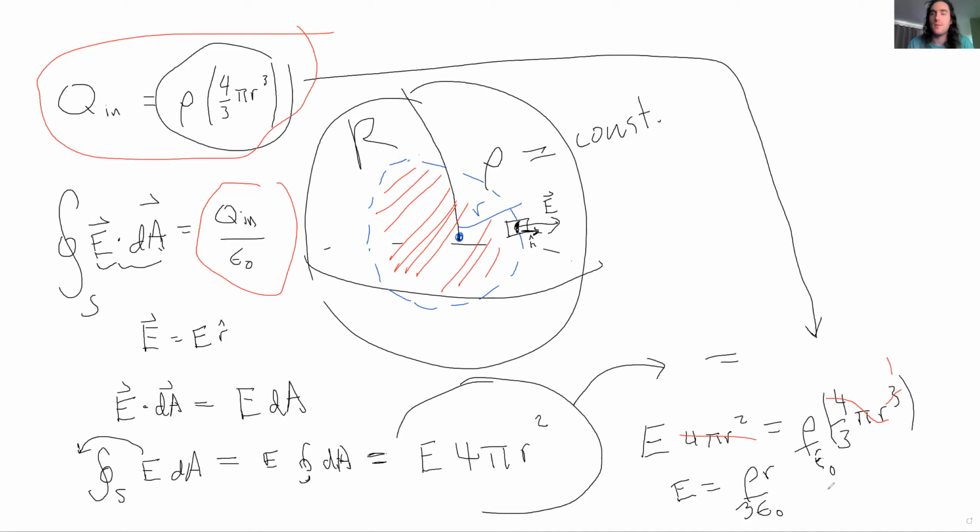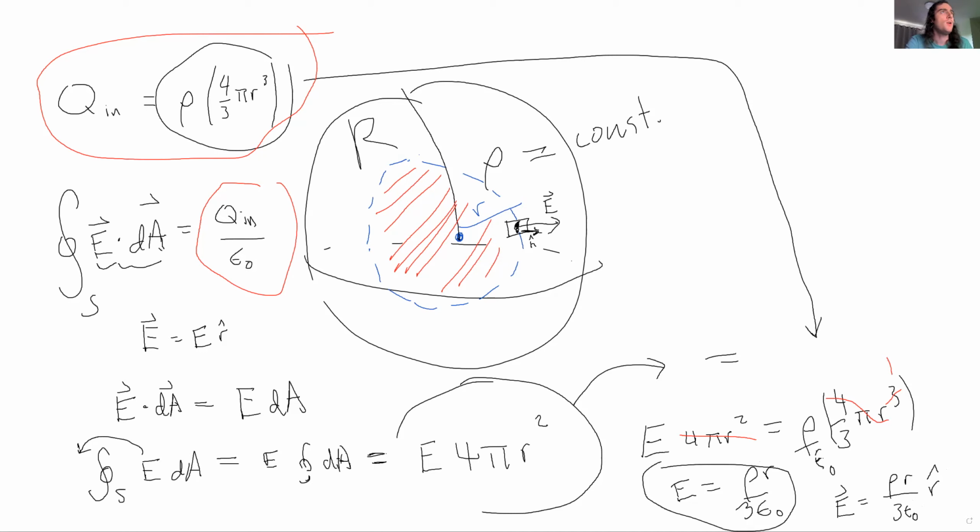Can you commit that phrase to memory? Linear dependence on R for a uniformly charged insulating sphere. You don't have to remember it, because look at how easy it was to come up with that expression. If you want the full electric field with a vector, you just add the vector r hat. So E with a vector over it is rho r over 3 epsilon naught, and then you put r hat. There you go. Now it's a vector. So what's the electric field doing inside of this sphere? It's getting bigger and bigger as we go further and further away.